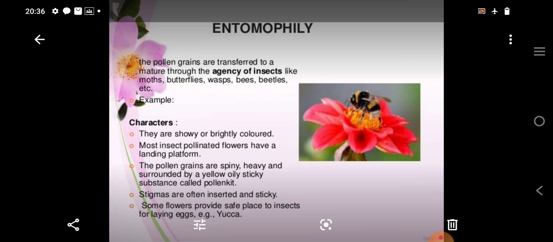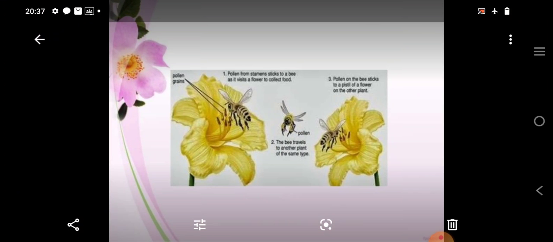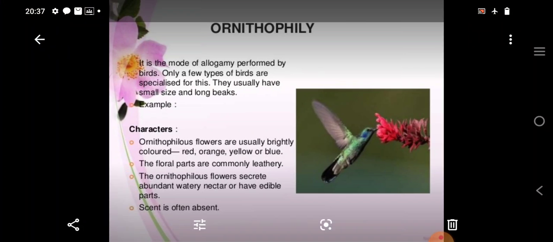And some flowers provide a safe place to insects for laying eggs. Sometimes the flowers are giving a reward as a product of the pollination process. They are giving some surface to insects or pollinators for laying their eggs. And sometimes there are some flowers which are pollinated by beetles or flies. They have some bad odor, that's why the insects are attracted toward them. And sometimes as a reward, the flowers which are insect pollinated provide nectar as a food source to insects. And the last one I want to discuss, ornithophily.